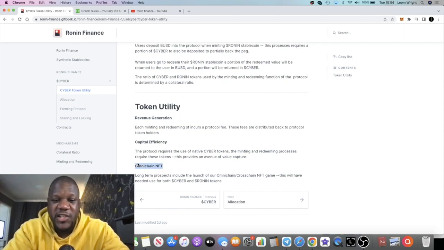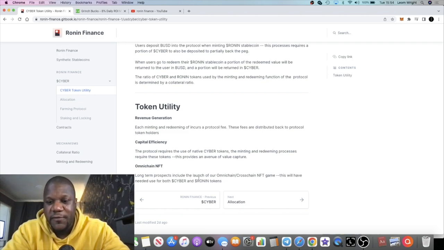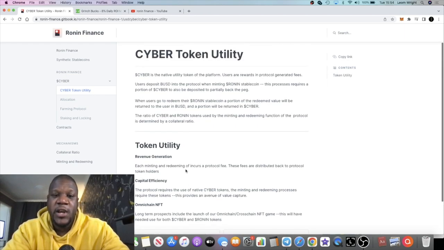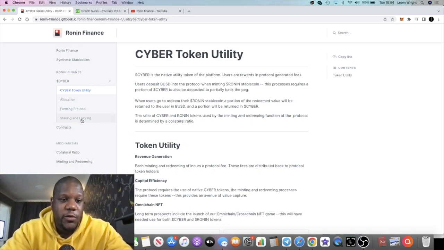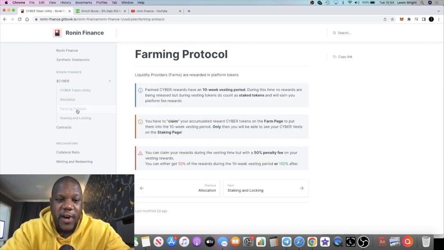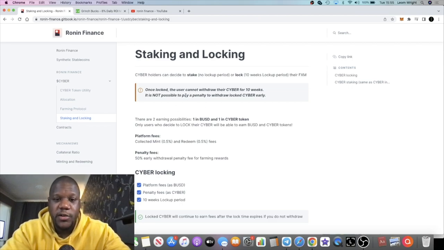And then you have omnichain NFTs. The long-term perspective includes the launch of an omnichain cross-chain NFT game. This will have needed use for both the Cyber and Ronin tokens. And obviously, as they're earning from these things, the treasury should grow as well. Okay, guys. So farming. They're going to have farming, staking. You can lock up your tokens and earn that passive income.